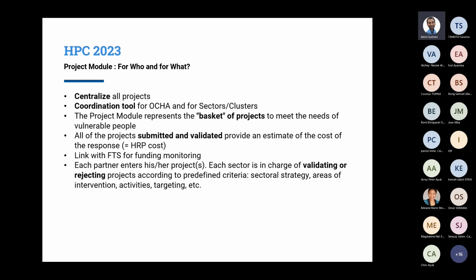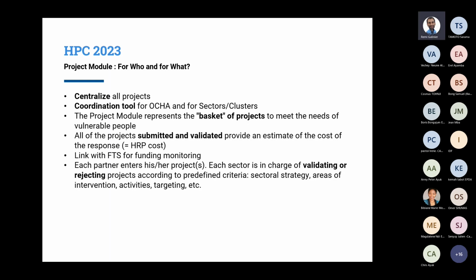You have to see the project module as a coordination tool for OCHA and for the sector and cluster. The project module represents a kind of basket of projects to meet the needs of vulnerable people. All the projects submitted and validated within this tool will provide an estimate of cost for the response, which will be the HRP cost.